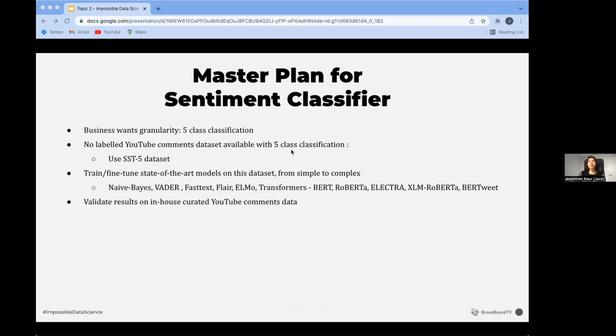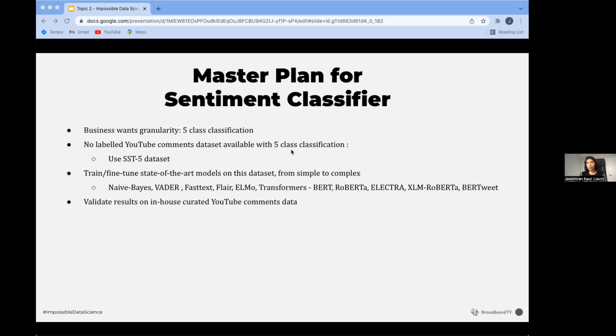So we came up with the master plan. Business wants granularity. They saw that our competitors have a 5-class classification: extremely positive, somewhat positive, neutral, and so on. So they asked for something like that. There is no labeled YouTube comment dataset with a 5-class classification, but there is the SST5 dataset, tried and tested. Why not use that?